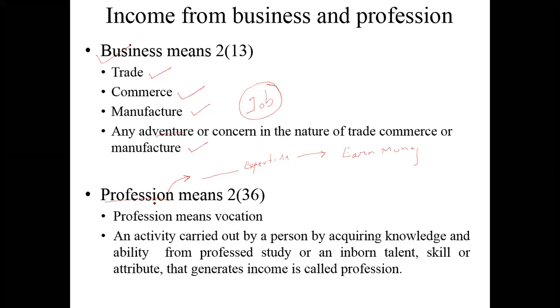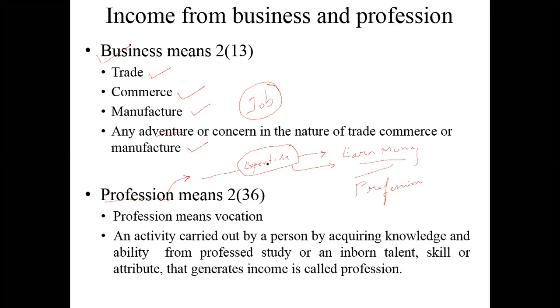For example, a lawyer has to understand the law, so it takes time. Then he has to practice it, and over a period of time he becomes an expert in that particular field. After becoming an expert, he starts earning money from that field, and the money earned from such an activity, we call it by the word profession.